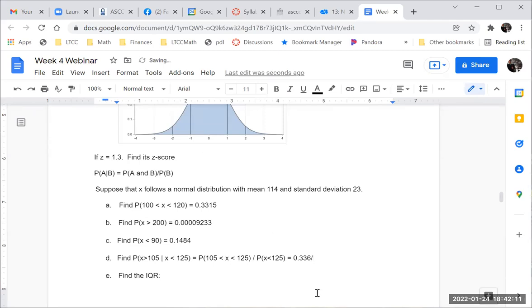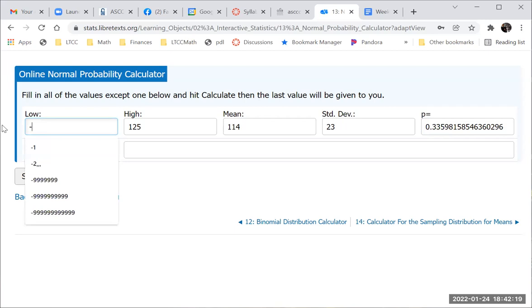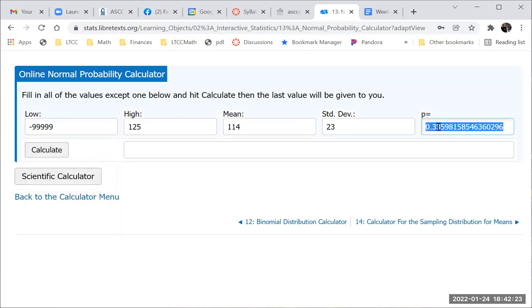Divided by, we need to be less than 125. So 125 is now the high, and the low is going to be negative a bunch of 9s. And 5 is enough. Probability we don't know. So hit calculate. And there's our probability.